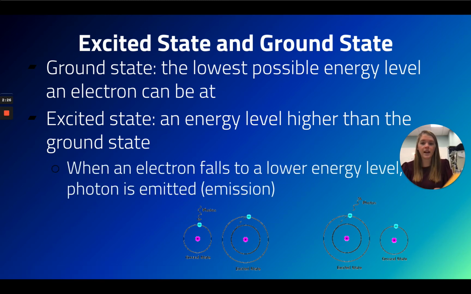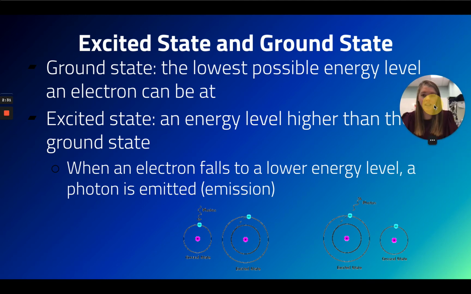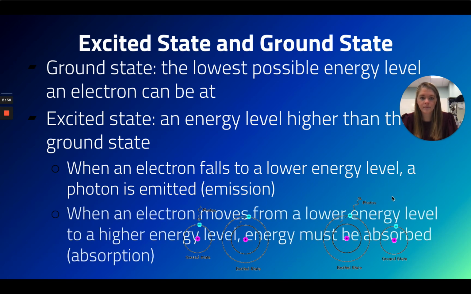When an electron falls to a lower energy level, a photon is emitted, which I just stated in the last slide. So as things go from excited state to ground state, so it's going from a higher level to a lower level, it emits that photon. As you can see in this picture here, it's a little hard to see, but you can see it a little better in your notes. When an electron is moving from a lower energy level to a higher energy level, energy must be absorbed, which we already know as well, or gained so that it can go up through absorption.